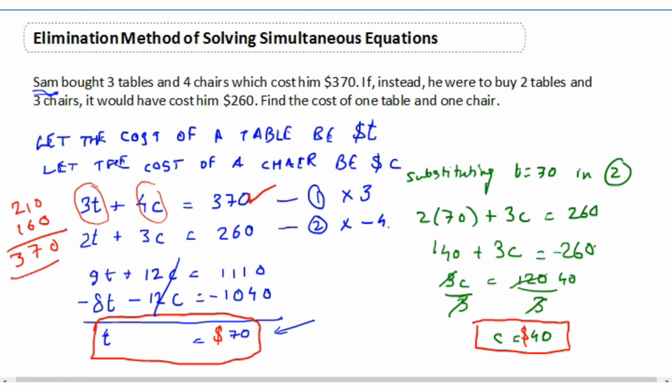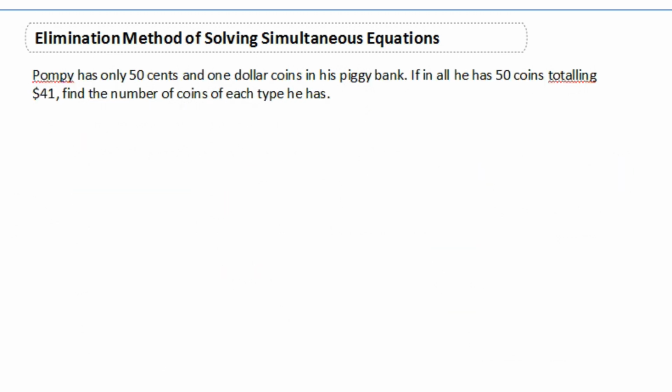Let's go over another question that I have and try and go over this very quickly, because we have already learned how to solve the equation, so we'll run through the questions now very quickly. The question that we have is that Pompey has only 50 cents and $1 coins in his piggy bank. If in all he has 50 coins totaling $41, find the number of coins of each type he has.